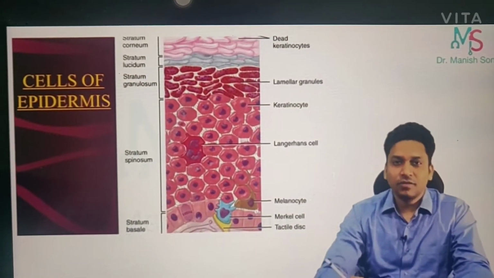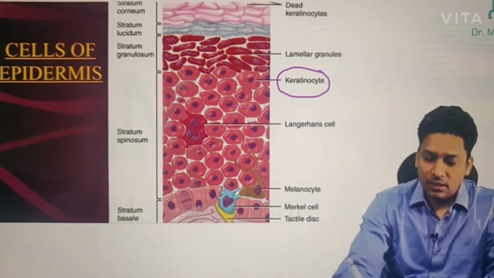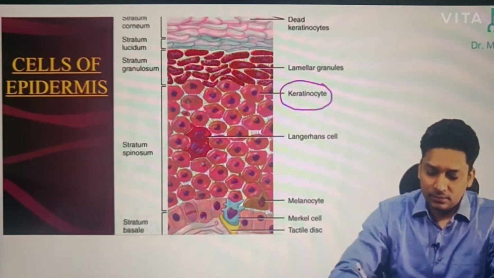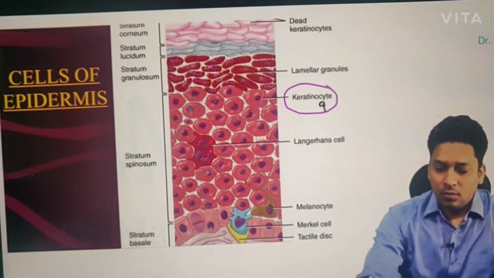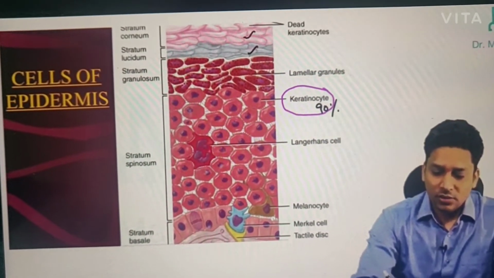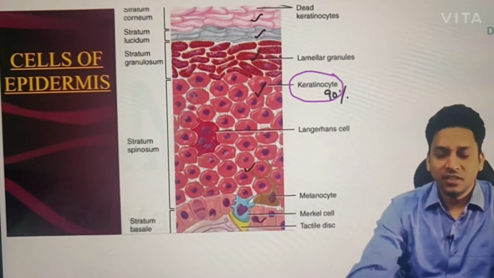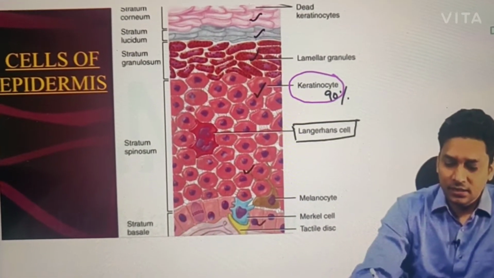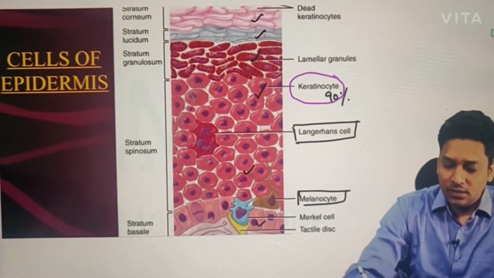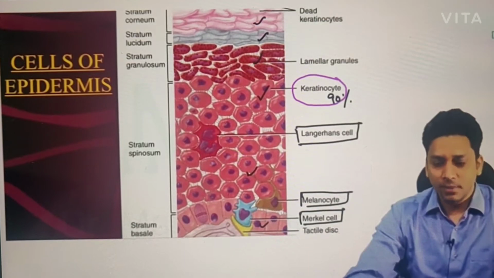Here, this is the cross section of epidermis showing various cells. Like you can see, these are keratinocytes. Now, almost 90% of the epidermis is made up of keratinocytes. All these cells, which you can see in these various layers, these are keratinocytes. And in between these keratinocytes, there are Langerhans cells, melanocytes, and Merkel cells. So these are the cells which form this epidermis.